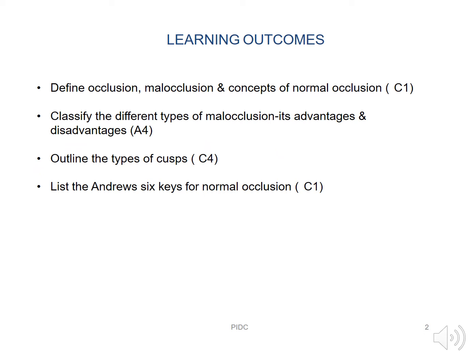These are the learning outcomes. By the end of the lecture, you should know how to define occlusion, malocclusion, and the concepts of normal occlusion. You also need to know how to classify the different types of malocclusion, its advantages and disadvantages. You must also know how to outline the types of cusps, and you should know how to list down Andrews' six keys for normal occlusion.